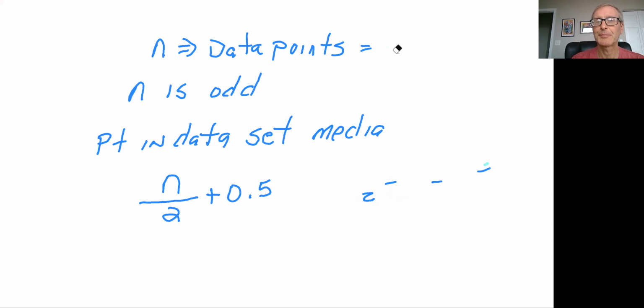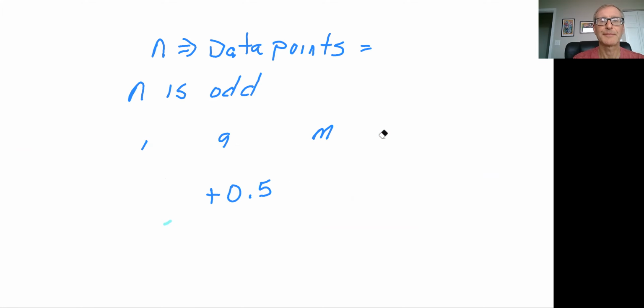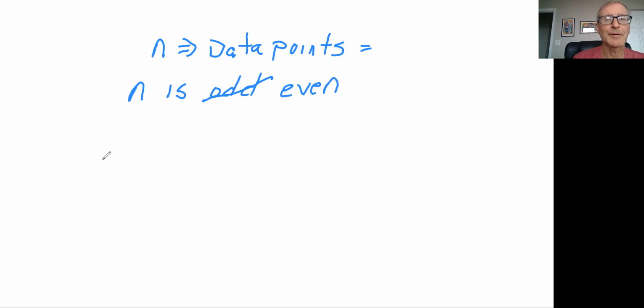So the strategy of calculating what the 2 data points are, let's erase this up here, and what the 2 data points are if it's even. The way I like to think about this, instead of odd now, we're going to do even. So what we want to do is average the 2 middle points.